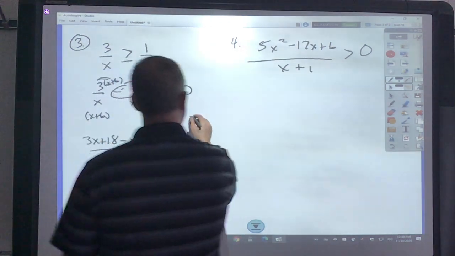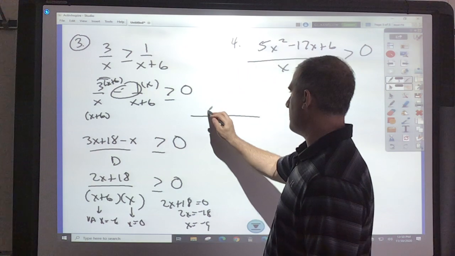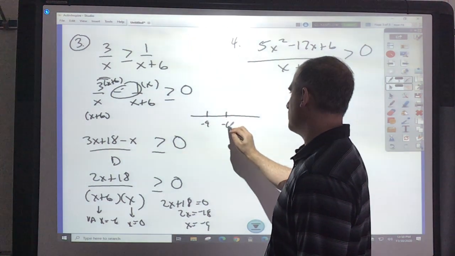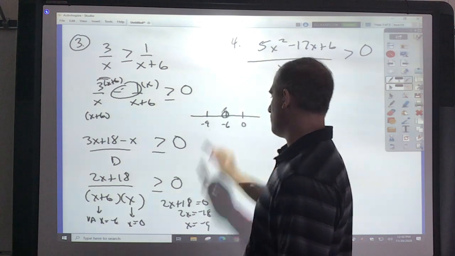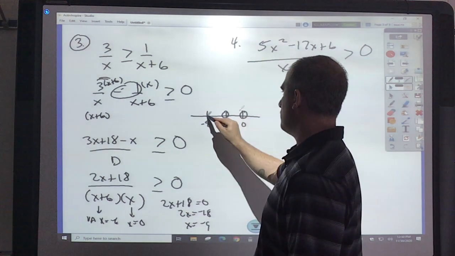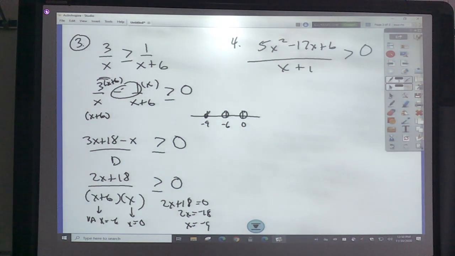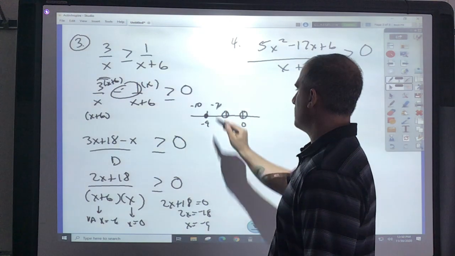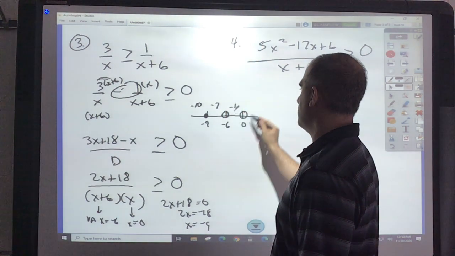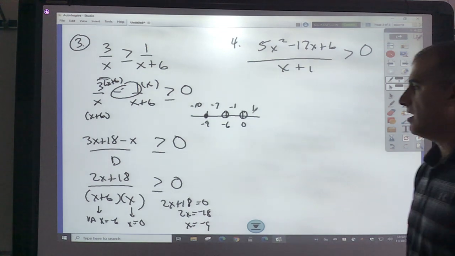When I do the number line for that, I'd have negative 9, negative 6, and 0, all right? The negative 6 would have an open circle, and the 0 would have an open circle. This would have a closed circle, all right? Okay, so I gotta have some test points here. Negative 10, let's say negative 7, let's say negative 1, and let's say 1, okay? So what I wanna do is roughly substitute those in and see what I get.